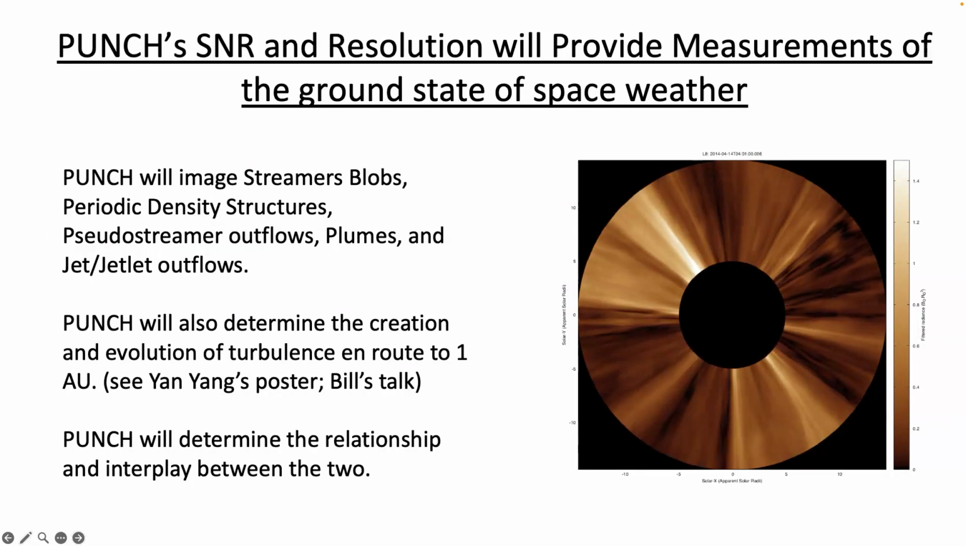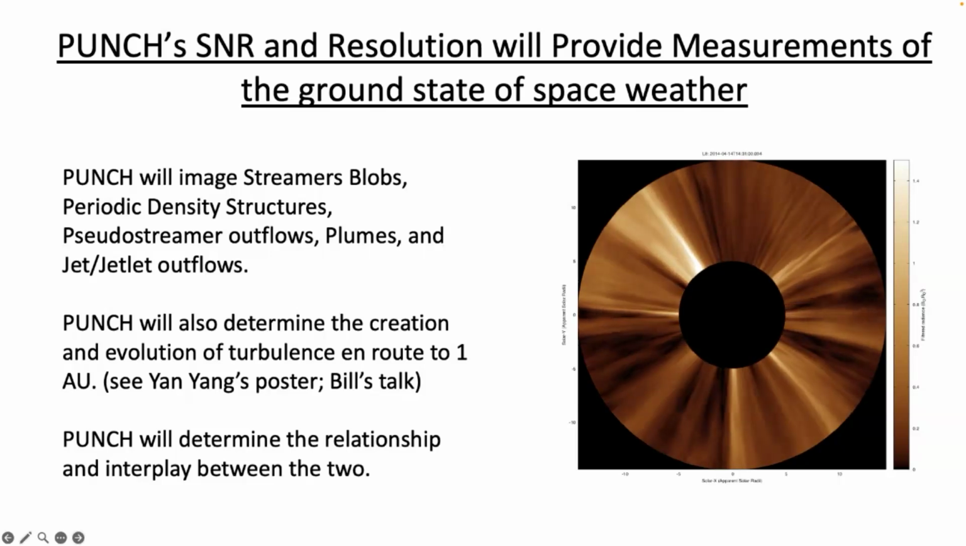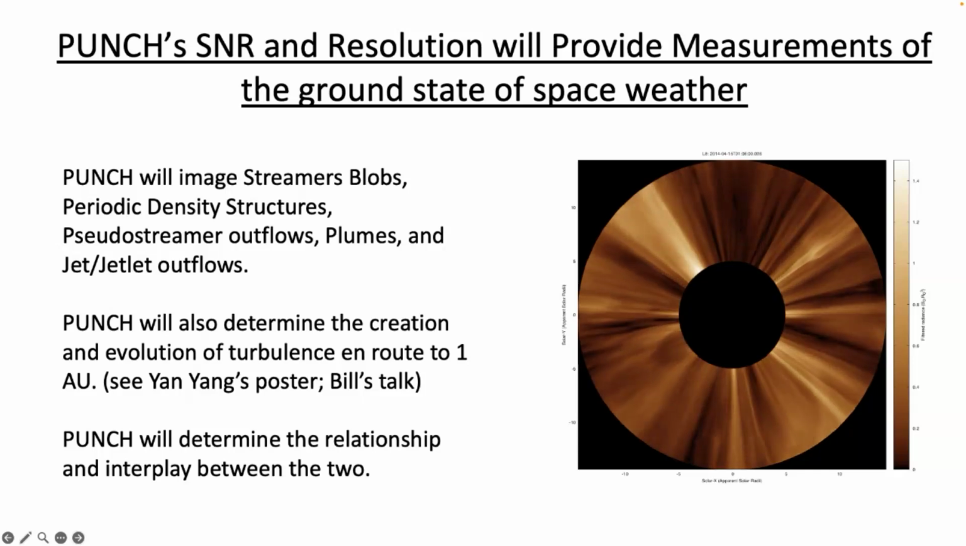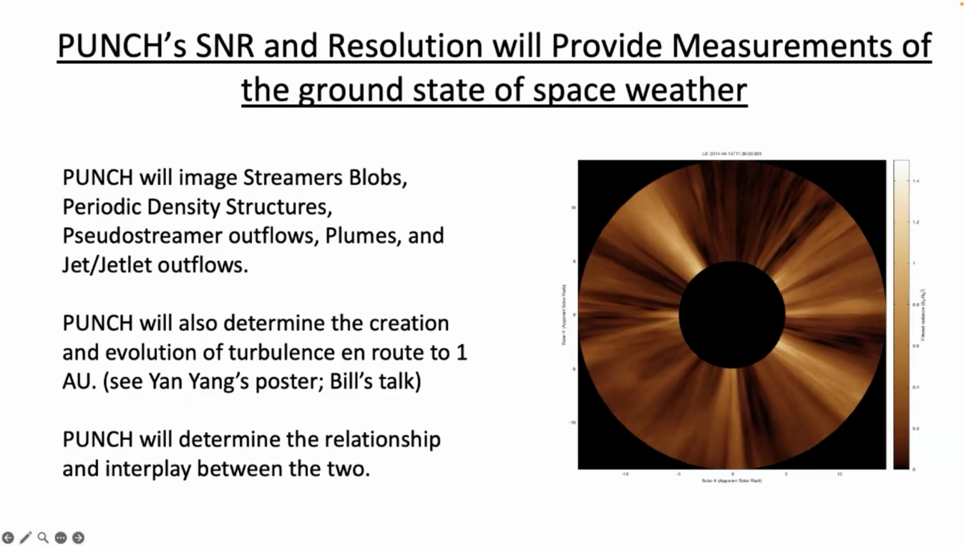So again, because of PUNCH's signal to noise ratio, because it has effectively deep field images, but all the time, at high resolution, we're going to be able to provide measurements from the large scale structures all the way down to the ground state of space weather. And the thing about the mesoscale structures, my favorites are the ones that come from the sun, but of course, all of those set up shears between them or are the breeding ground for turbulence.